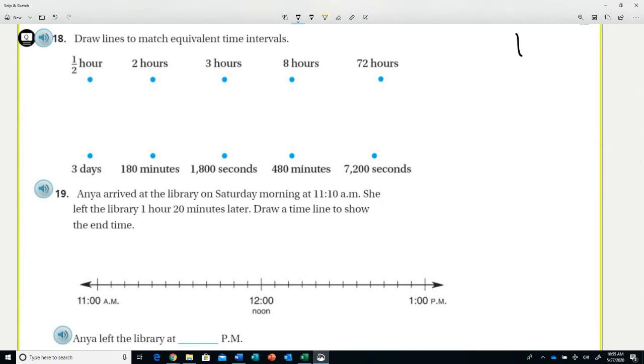Okay. All right, draw lines to match equivalent time intervals. Again, equi means equal, so 1/2 hour. Okay, let's do a couple here of these type of questions. So 60 minutes is 1 hour. 60 seconds is 1 minute.